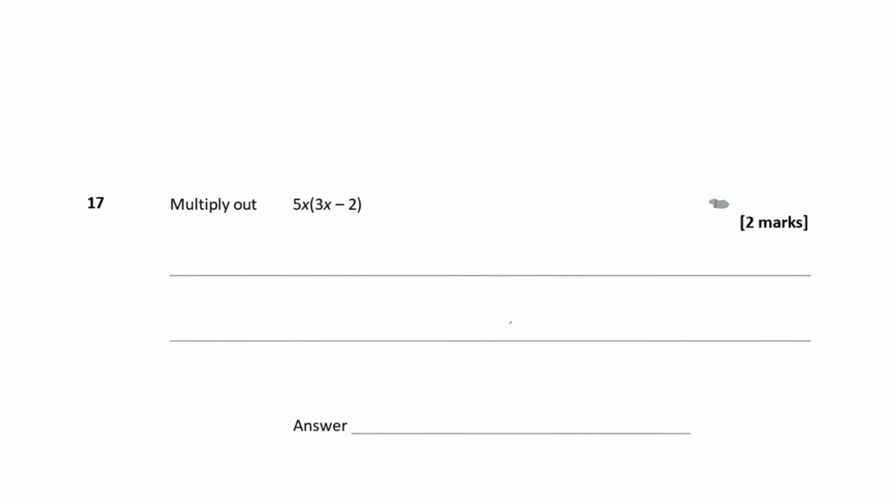Question 17. Multiply out 5x lots of 3x minus 2. Okay, so we've got a single bracket here. So this term on the outside of the bracket we need to multiply by both things inside the bracket. So first off, 5x times 3x. Well, 5 times 3 is 15, and x times x is x squared, isn't it? So that gives me 15x squared. And then 5x times negative 2, that's going to be minus, 5 times 2 is 10, minus 10x. That's it. 15x squared minus 10x.